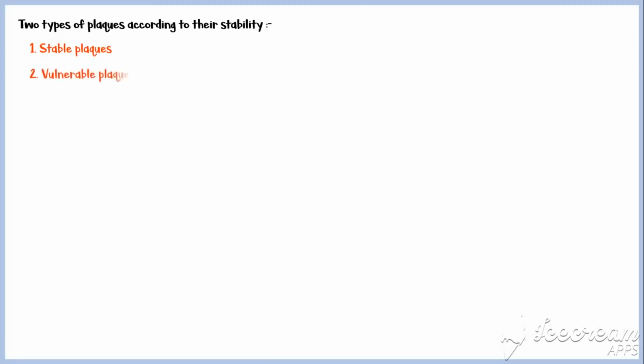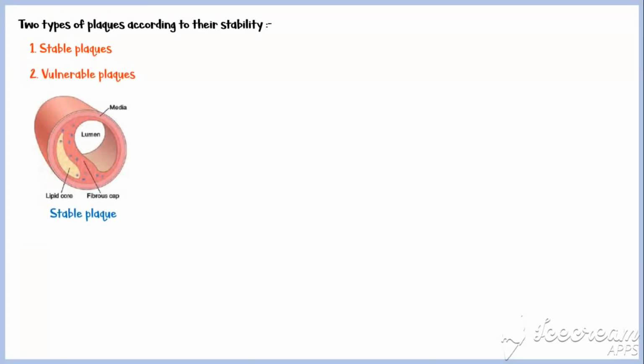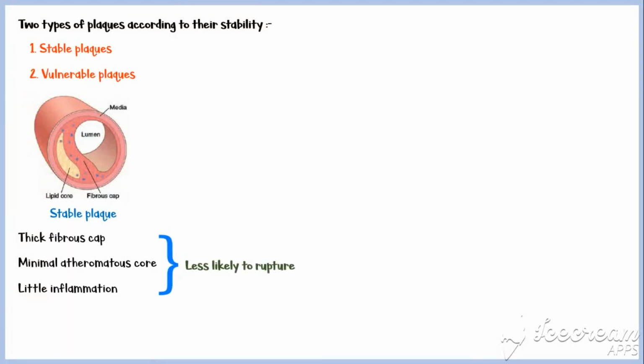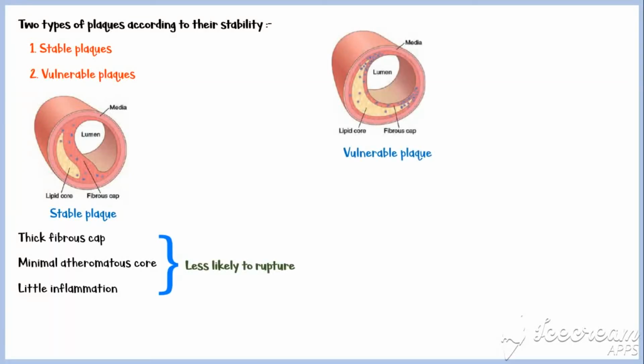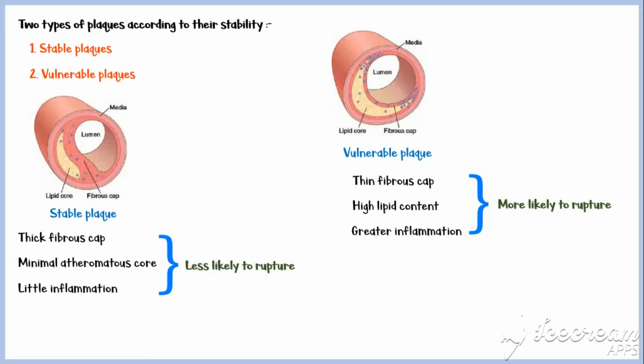There are two types of plaques according to their stability: stable plaques and vulnerable plaques. Stable plaques have a thick fibrous cap with minimal atheromatous core and have little inflammation inside. Therefore, these plaques are less likely to rupture. In contrast, vulnerable plaques have a relatively thin fibrous cap with high lipid content in the necrotic core, and there is greater inflammation inside. Therefore, these plaques are more likely to rupture, leading to extremely fatal manifestations of atherosclerosis and superimposed thrombosis.